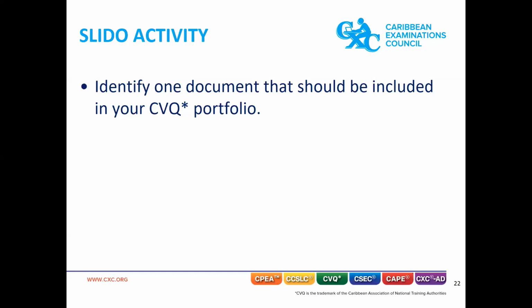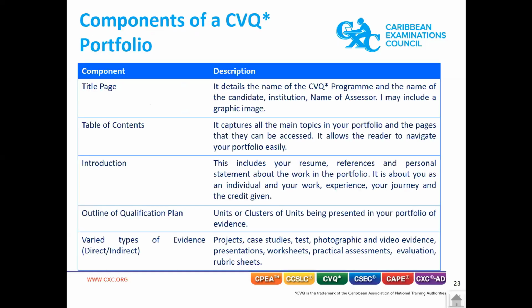All right. So now we've done that. Let us go in to what I've just asked you. You see, it is to get your mind going and thinking about the components. What's the title page? It details the name of the CVQ program and the name of the candidate, institution, name of assessor. You may include a graphic image.